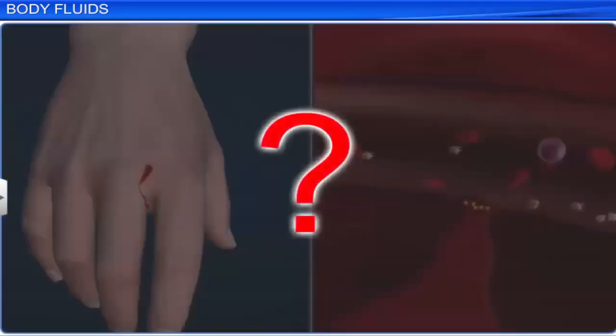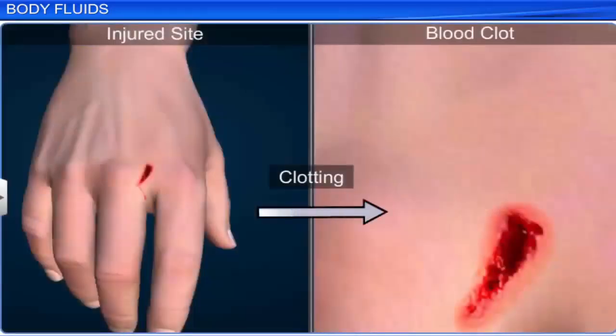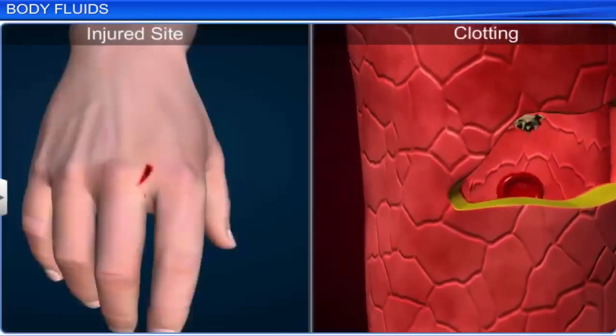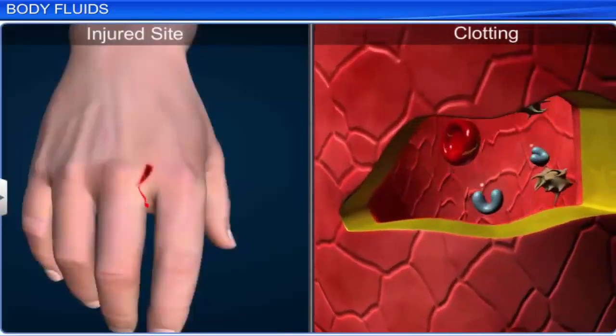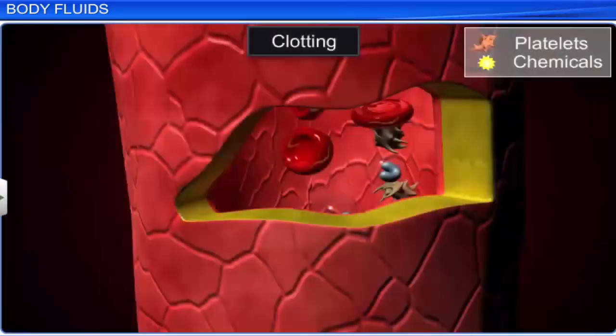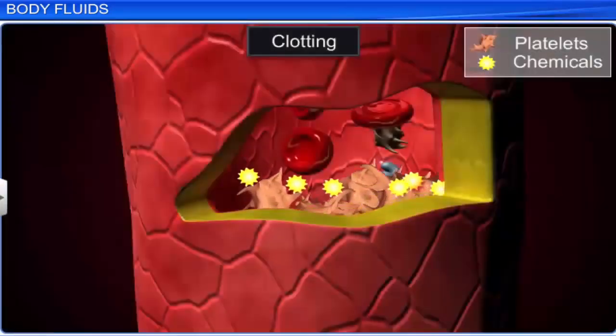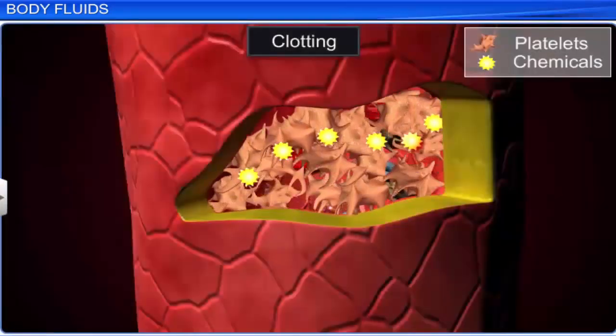Let us see how platelets help the clotting of blood. Clotting or coagulation is a protective mechanism that takes place at an injured site to prevent loss of blood. An injured blood vessel releases certain chemicals which trigger the activation and accumulation of platelets at the injured site. The activated platelets in turn release other factors required for clotting.